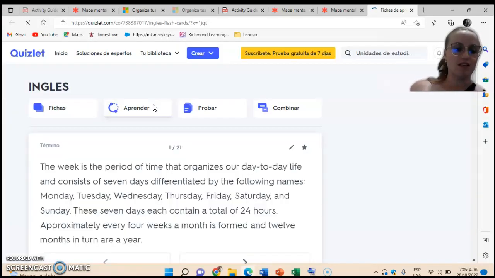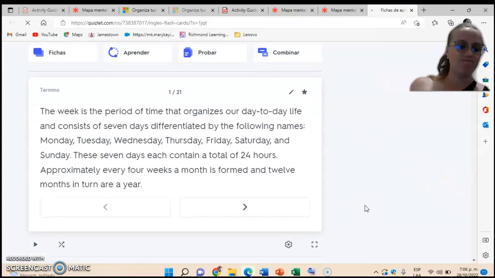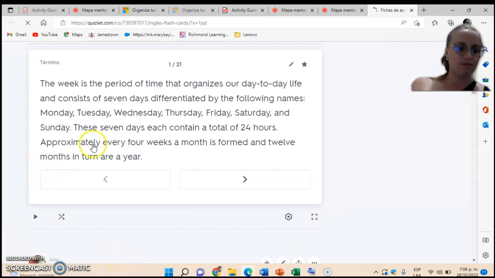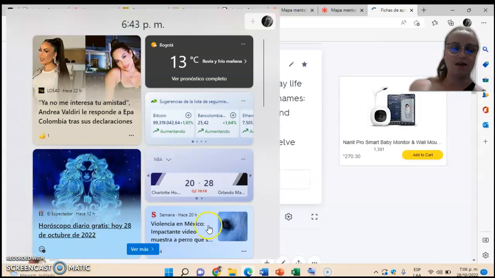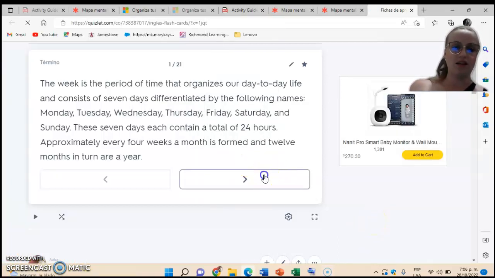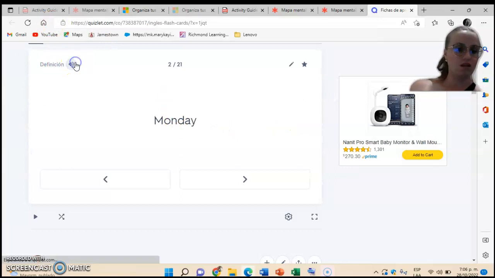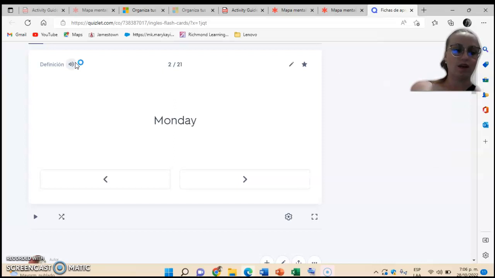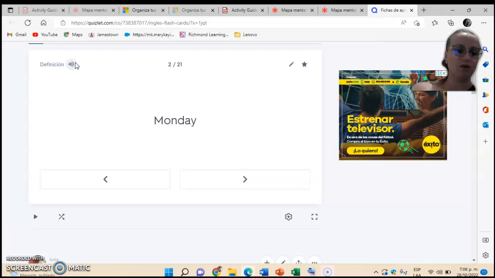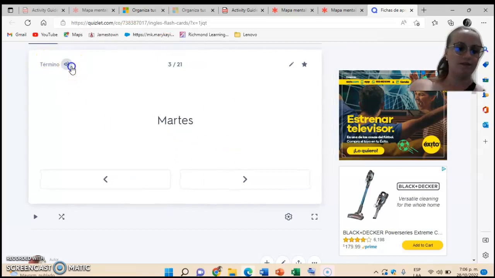I made a flashcard where they can see the writing of the days, Monday, of the week in English, in Spanish with pronunciation, the student. Martes, miércoles.